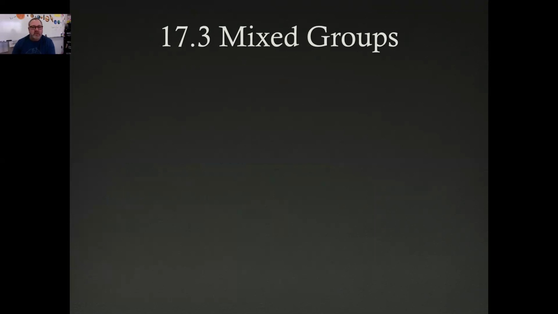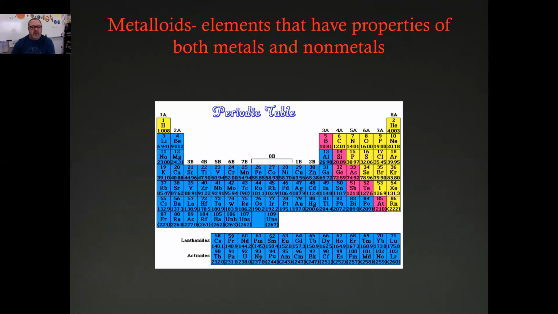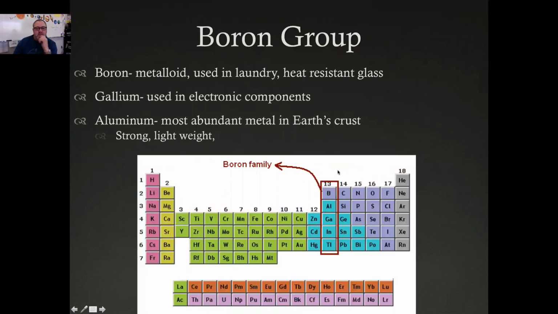That's 17.3. We call these the metalloids, okay? So the metalloids are right along this little stair-step line here. And those elements have properties that are both like metals and like non-metals, okay? So if you remember, the metals are good conductors of heat and electricity. The non-metals are very poor conductors of heat and electricity. The metalloids are kind of in the middle, okay? So they kind of share properties of both.